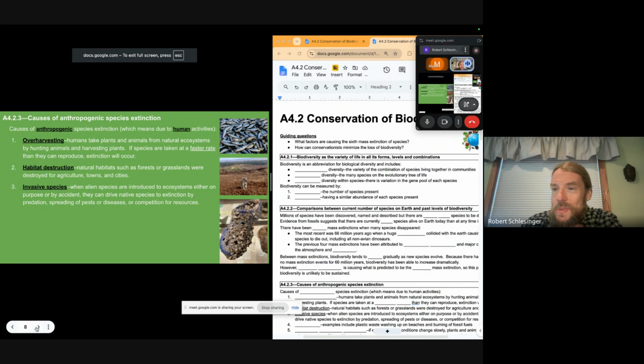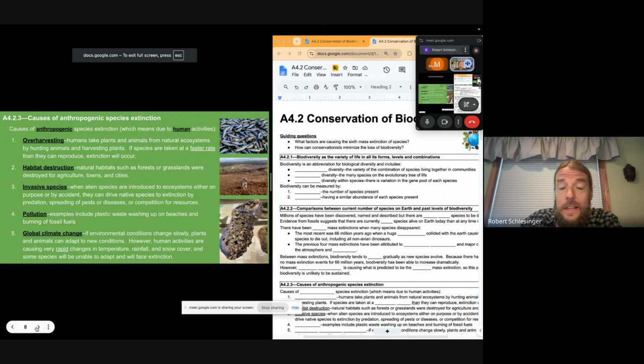Gray squirrels, when you see gray squirrels in the UK, those are an invasive species. Beavers in Patagonia, those are an invasive species. And so we're spreading these guys around all over the place. Pollution is obviously pretty straightforward. That makes sense. And then climate change, which is the big one, right?